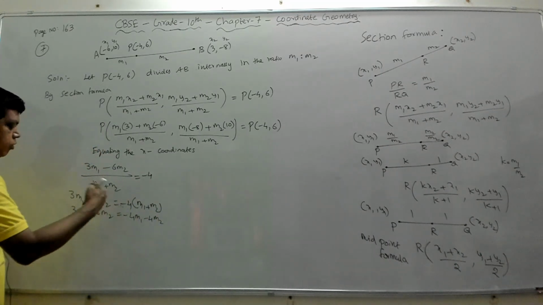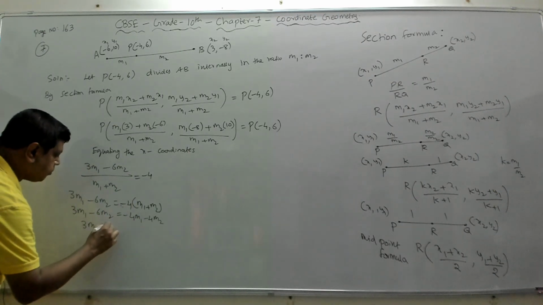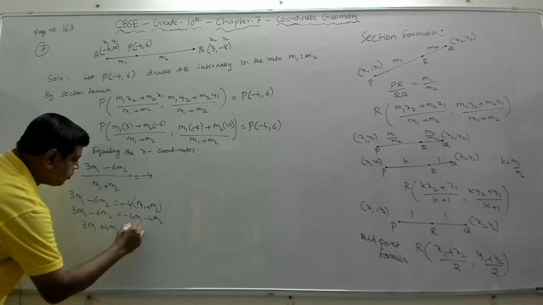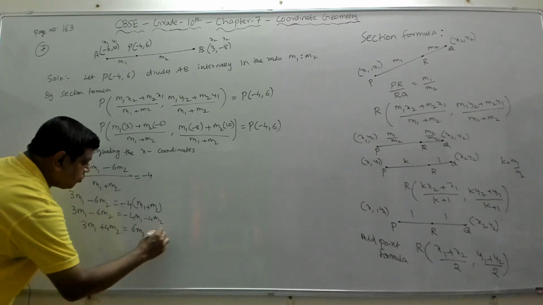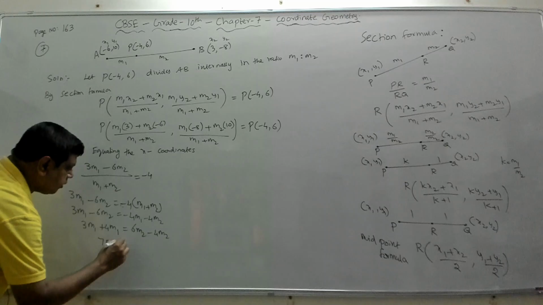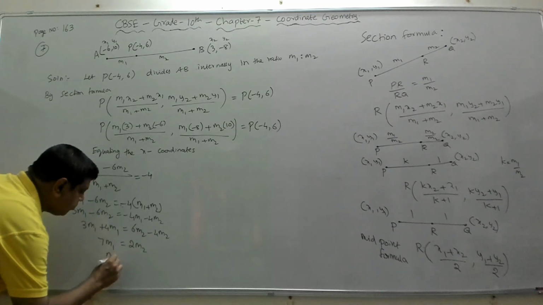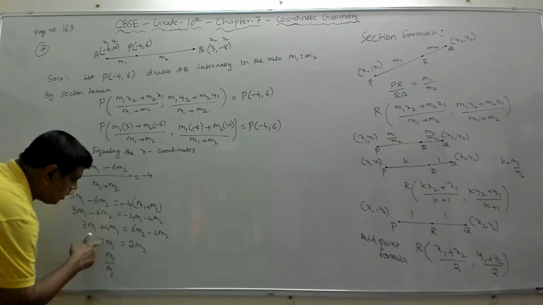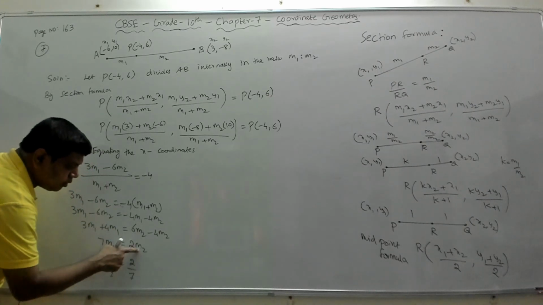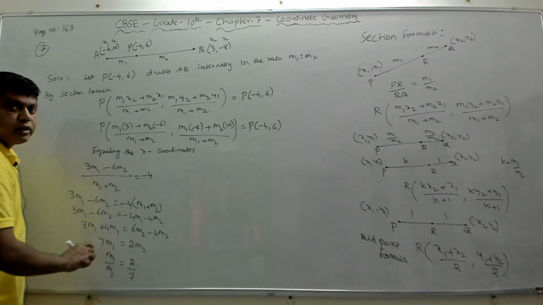Now we take all the m1 to one side and m2 to the other side, then you get 3m1, this will come here, it will become plus 4m1, and the 6m2 will go here, it becomes plus 6m2, here it is minus 4m2. So 7m1 equal to 2m2. Now if you write m1 by m2, I am bringing this m2 here and 7 will go to the denominator. So m1 by m2 is 2 by 7.